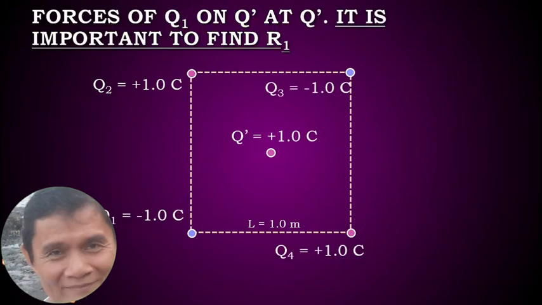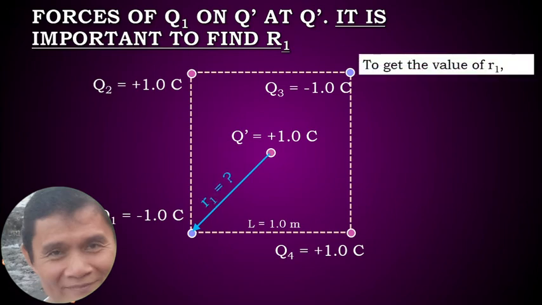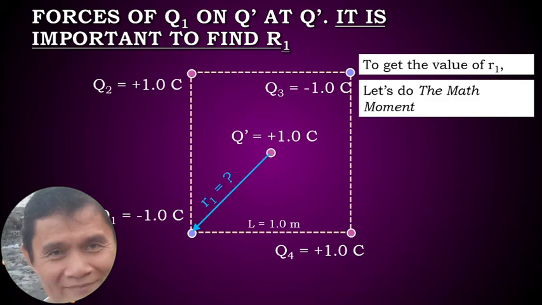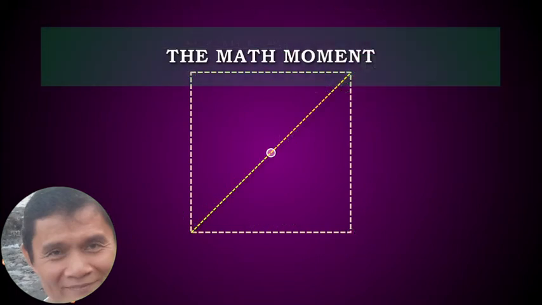Okay, so for the forces, it is important that we find this distance or that distance. They're all equal anyway because this one is placed equidistant from all four, being the geometric center of the square. So, what is that value? We need to find that one. To get the value of R1, let's do the math moment again. The math moment.